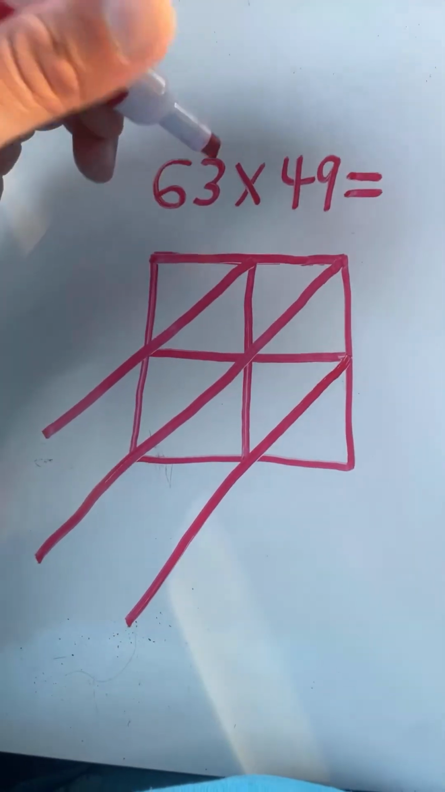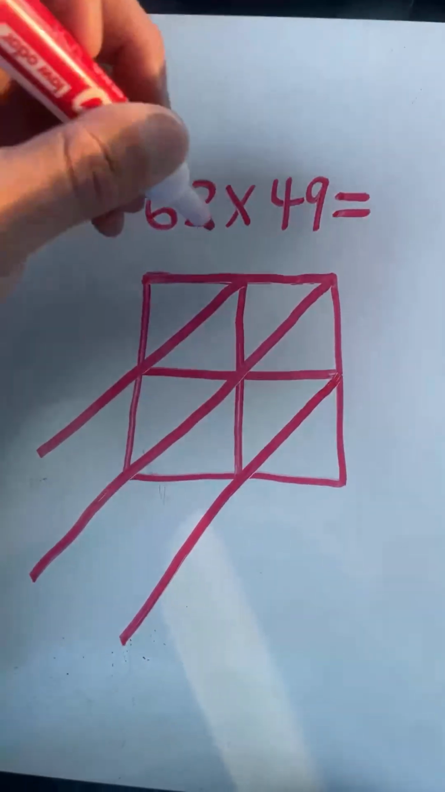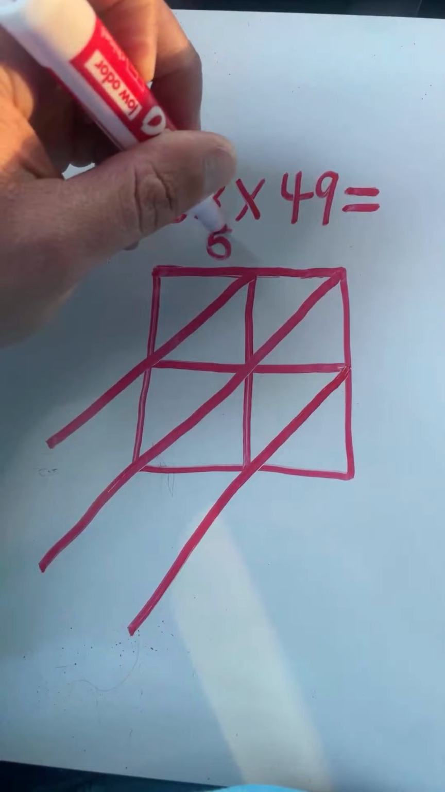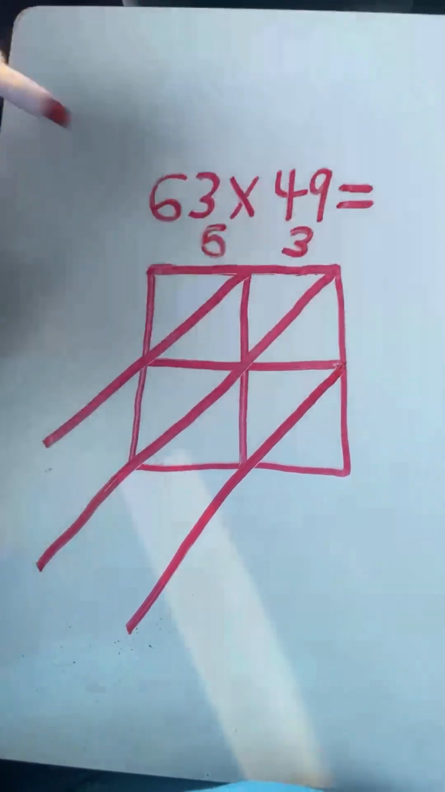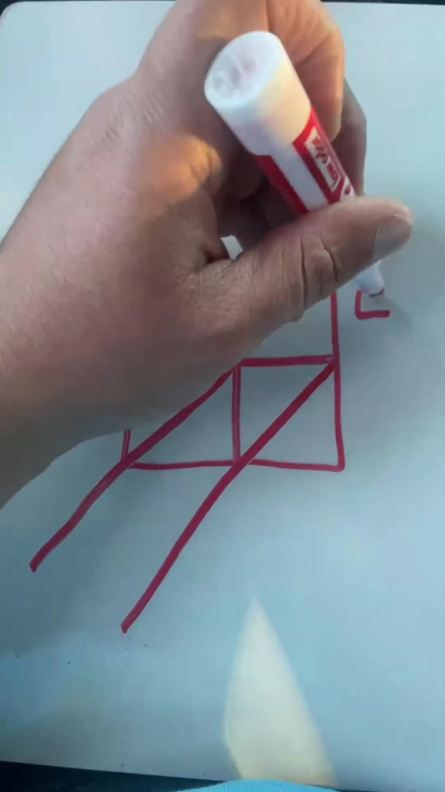So we have a box for each digit. Along the top of this Lattice model, I'm going to write the 6 and the 3 for the number 63. Then along the side, I'm going to write the numbers 4 and 9 for the number 49.